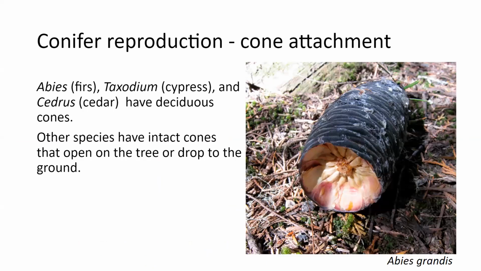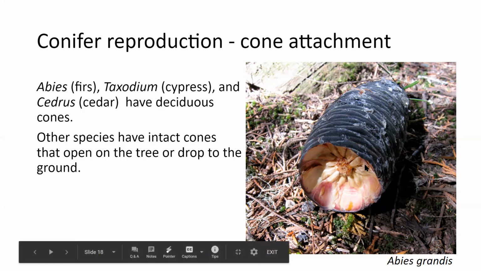So Abies, Taxodium, and Cedrus all have deciduous cones. So that means the cones disintegrate while they're attached to the tree. Whereas other species like pines have intact cones, right? So the whole pine cone will drop off, and they can either open on the tree or they'll fall on the ground. The Abies, you'll never find entire cones on the ground because they fall apart scale by scale while they're still on the tree.